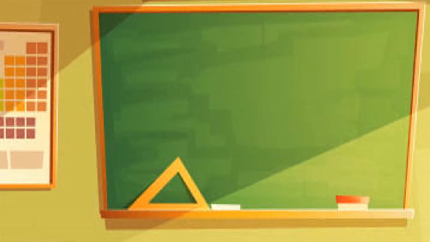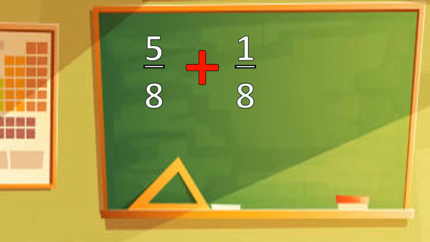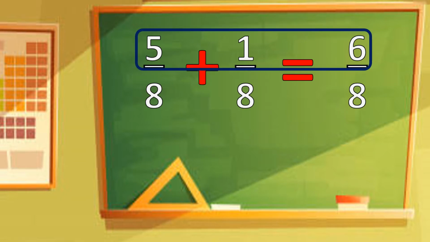Okay, let's have another example. Let's add 5/8 and 1/8. So again, these fractions are similar fractions. Okay, so to add similar fractions again, we just have to add the numerators. 5 plus 1 is equal to 6. And then we just copy the common denominator.